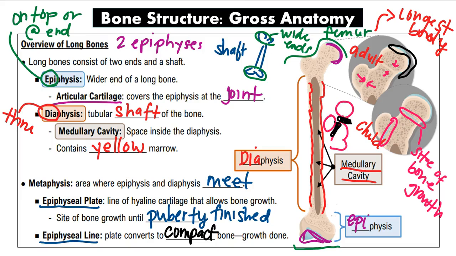Now, when you're a child, you're going to have a larger epiphyseal plate, and then as you go into adolescence, and then you're going all the way closer to puberty, it will get thin like we see here. Once you hit an adult, it will become compact bone.